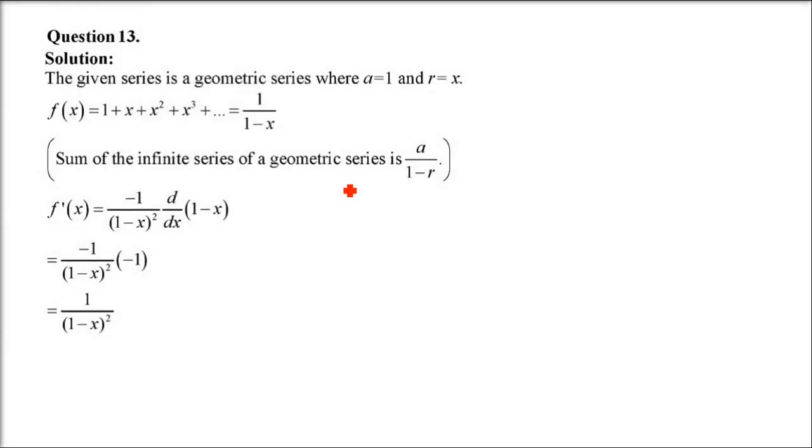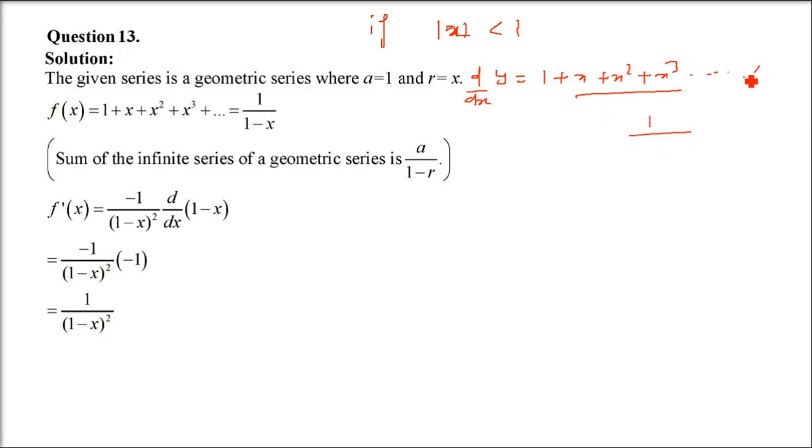Question number 13. It's given if mod x is less than 1. This is very important because this will make the function differentiable. Otherwise it is not. y is given as 1 plus x plus x square plus x cube, and we have to find out dy by dx. This series is a GP and it goes up to infinity. The sum is a upon 1 minus r, where a is the first term and r is the common ratio.